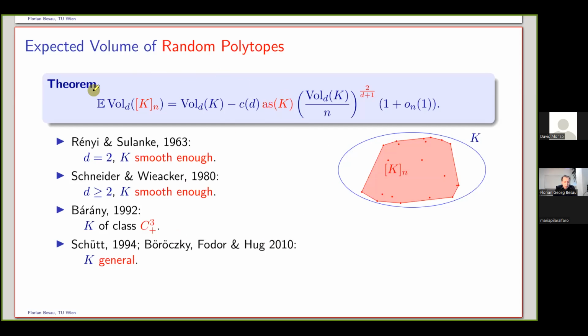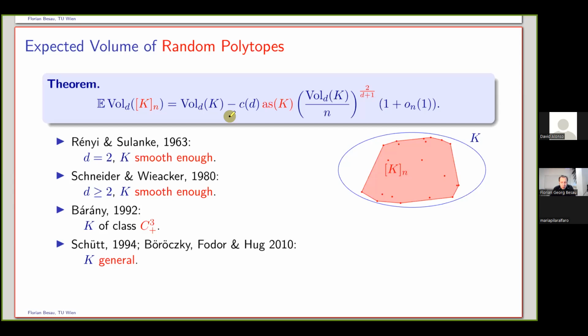This theorem could be attributed to Schütt, or another proof is given by Böröczky, Fodor, and Hug. It has a long history. It started basically with Rényi and Sulanke, as have many results in this direction. They considered the two-dimensional case for a smooth convex body. This was then subsequently extended into higher dimensions, first by Schneider and Wieacker, and then regularity assumptions were dropped up to the point where we could say this holds true for a general convex body K.